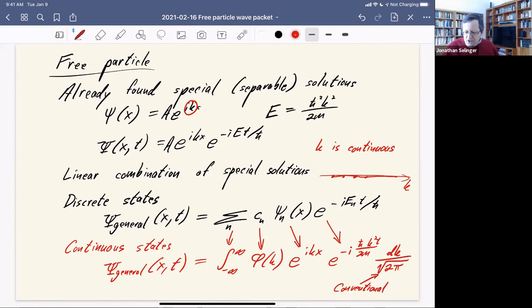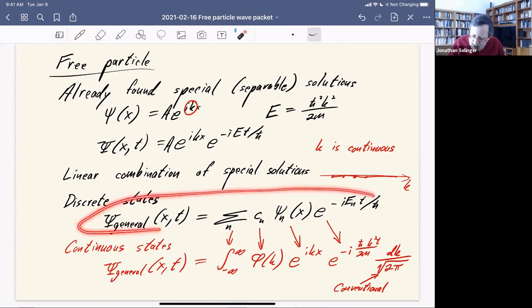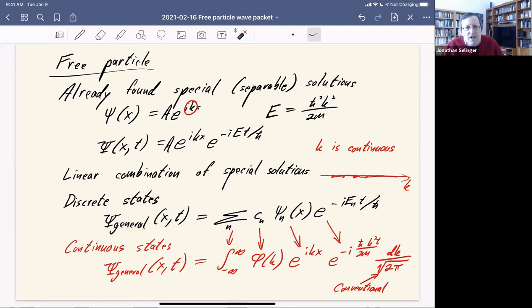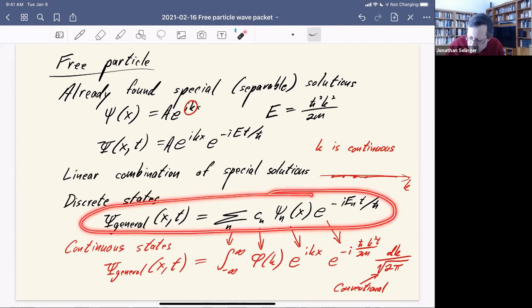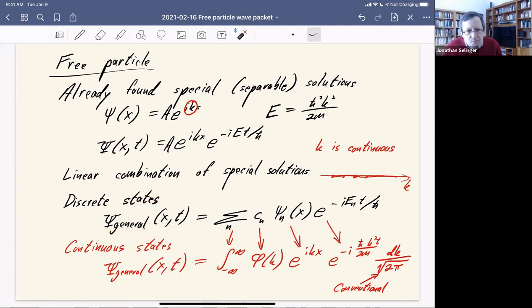So this is a way to combine states with different k's, with a whole range of k's, to make a single wave function, in the same way that an equation like this combines states with different n's to make a wave function. Now, we know that this linear combination satisfies Schrodinger's equation, right? So by analogy, you should believe that this combination satisfies Schrodinger's equation for the free particle. In case you don't believe me, let's check it and see.